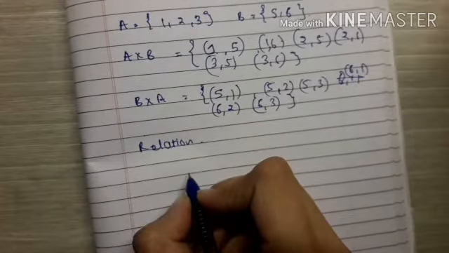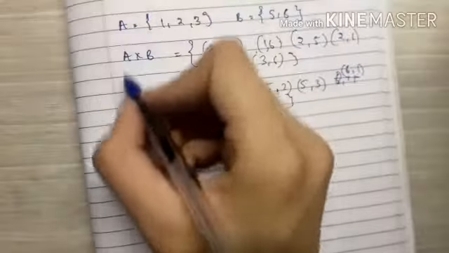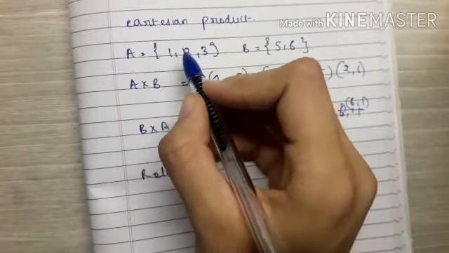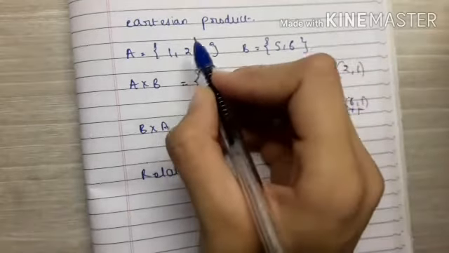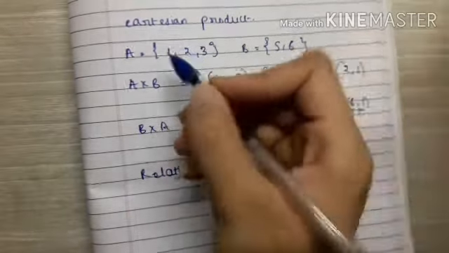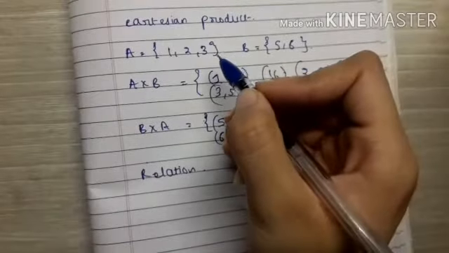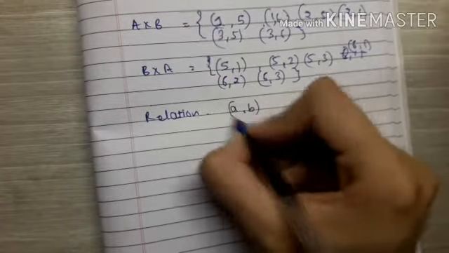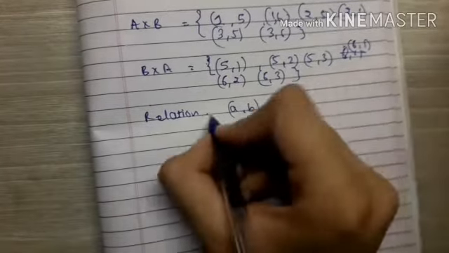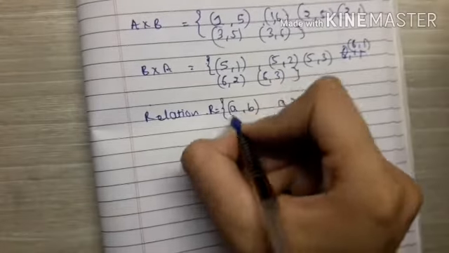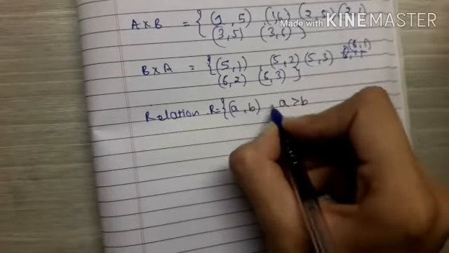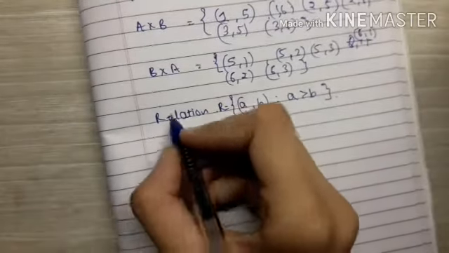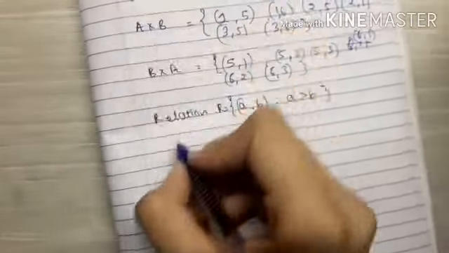If I want a relation, first of all I can have this as A cross A as well, where the ordered pairs would be (1, 1), (1, 2), (1, 3), (2, 1), (2, 2), (2, 3), (3, 1), (3, 2) and (3, 3). Now if I want a relation with the ordered pairs (a, b) such that a is greater than b, this is the relation that I am defining. It's a set of ordered pairs such that a is greater than b, and the set that we are going to be forming the relation from is set A.